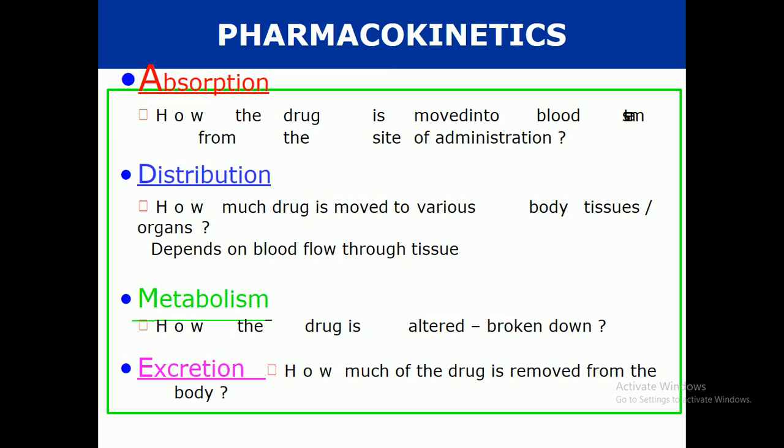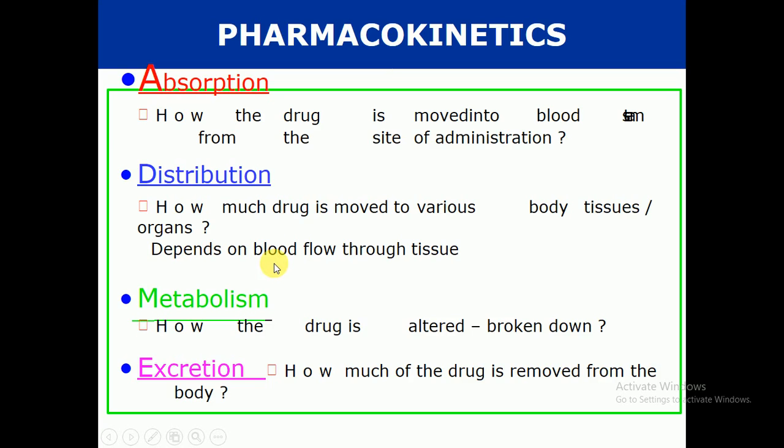Now after absorption, the second one is distribution. Distribution means how much of the drug is moved to various body tissues or organs, depending upon the blood flow through the tissue. This is called distribution.